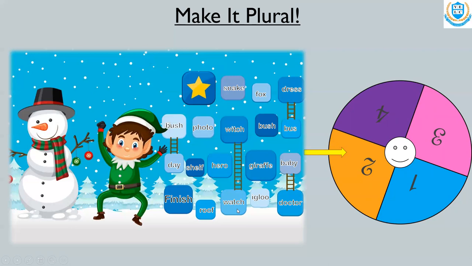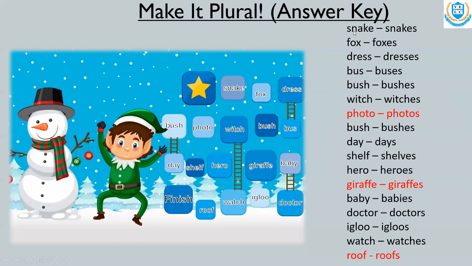You can throw the dice and you can play this game. So I put some answer keys for you. So let's see here.